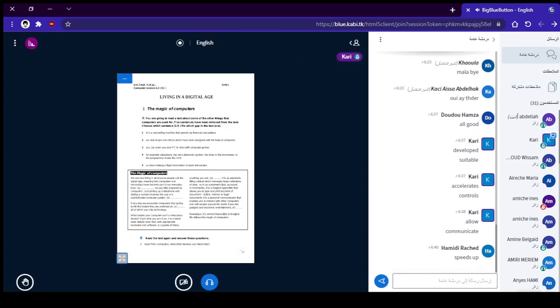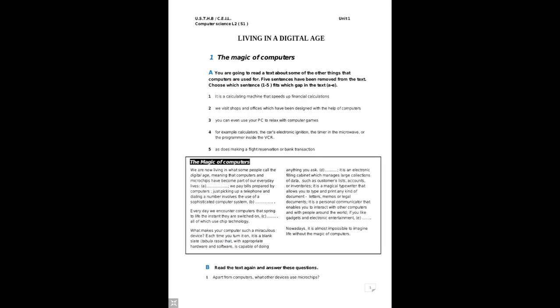So is the text clear for you? The text, the words, is everything good? Okay, thank you. So now we will move to the language, more like the grammar part. It says, underline all the verbs in the text, say which tense is used, and then we select a sentence from the text and turn it into negative and interrogative form. So we do this all together. Who wants to try first?